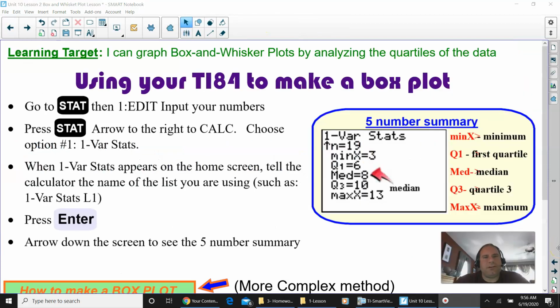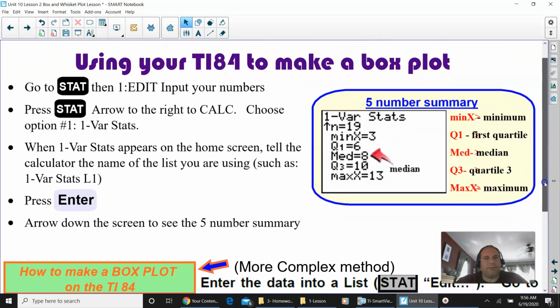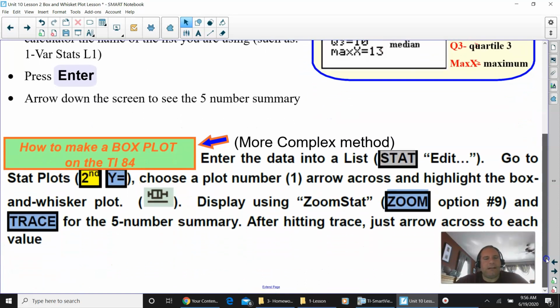On this page, it's just for your notes, using the TI-84 to make a box plot. We went over all of this. We used it a lot of times, so just make sure that you could refer to this page. And also, there is a way that you can make a box plot on the TI-84 and actually see it. I am not even going to go over this.